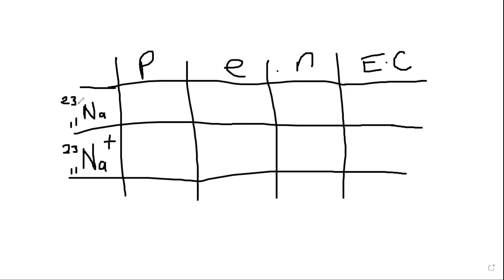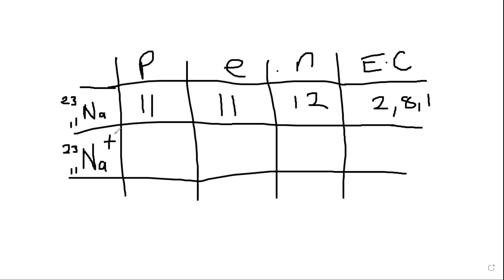When you look at the first one, when you just see that there is no charge, it means that you're looking at an atom. In an atom, the P is always equal to the E. So this will be 11, this will be 11. How do you get the neutron number? 23 minus 11, we get 12. What is the electronic configuration? How do you arrange electrons in sodium? 2, 8, 1.